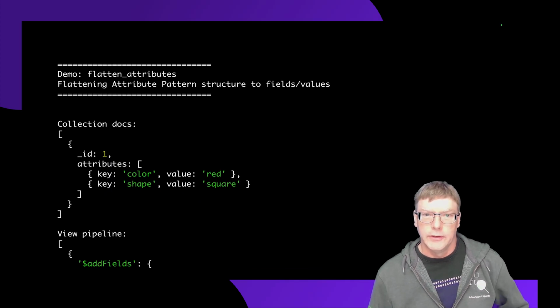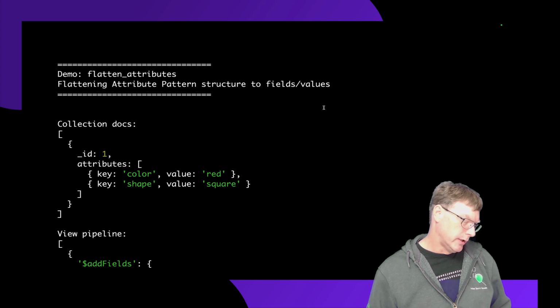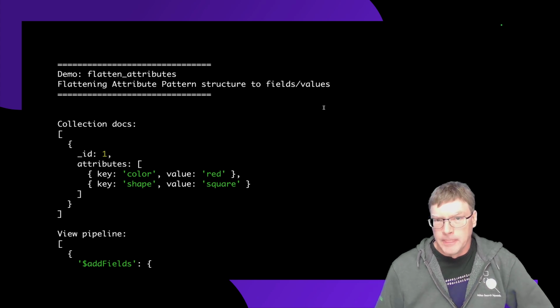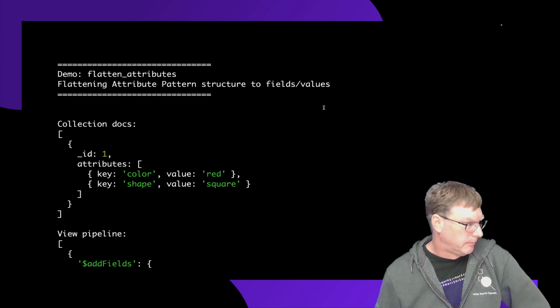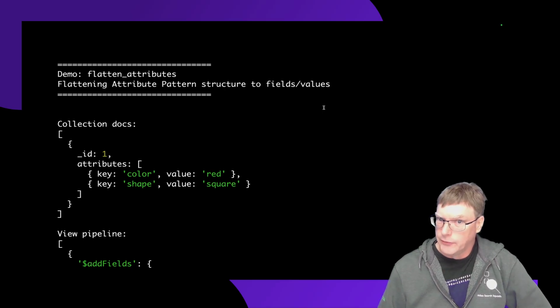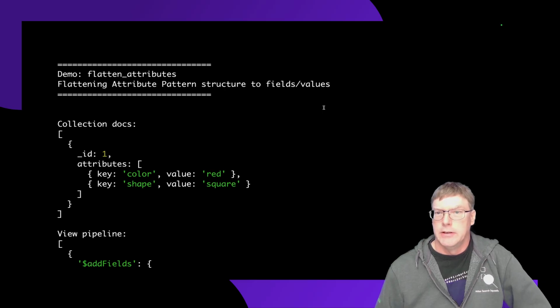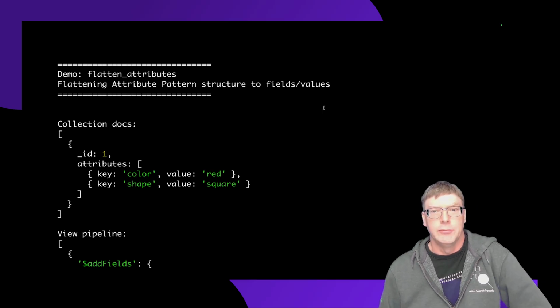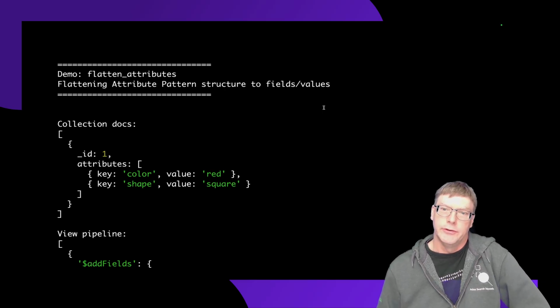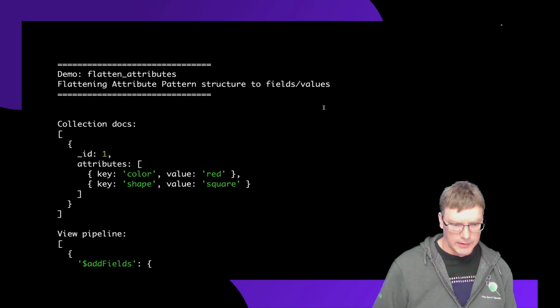Our next use case for search on views is flattening the attribute pattern, a very common pattern in the database. However, it's not a pattern conducive for search because with MongoDB Search, field names are the key to the index itself, whereas the attribute pattern models the attribute name as a value under a generic key, or K, field name. So here's the example.